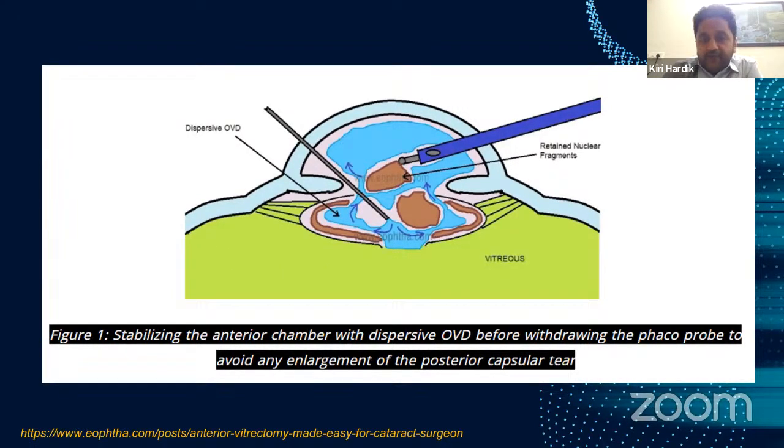So don't do fishing. If you observe PCR at any point of time, be calm. Remove the second instrument, put a dispersive viscoelastic over the posterior capsular rupture and in the anterior chamber, and then gently remove the phaco probe. Keep your bottle height low. So this is how we should go ahead. And your next step should be to ask your technician or assistant to arrange an anterior vitrectomy.